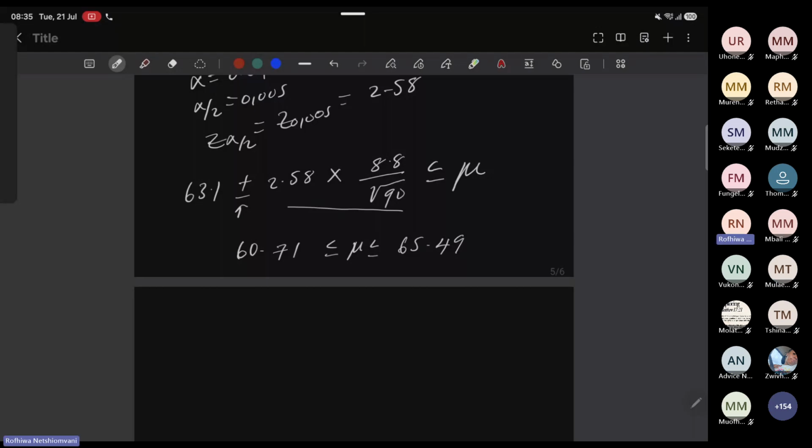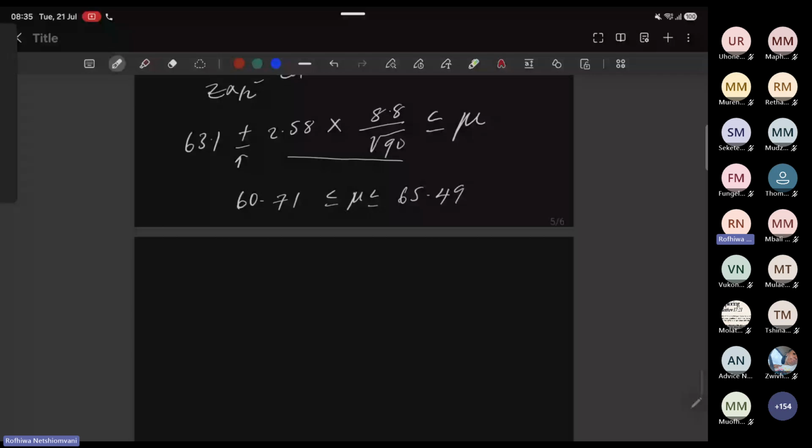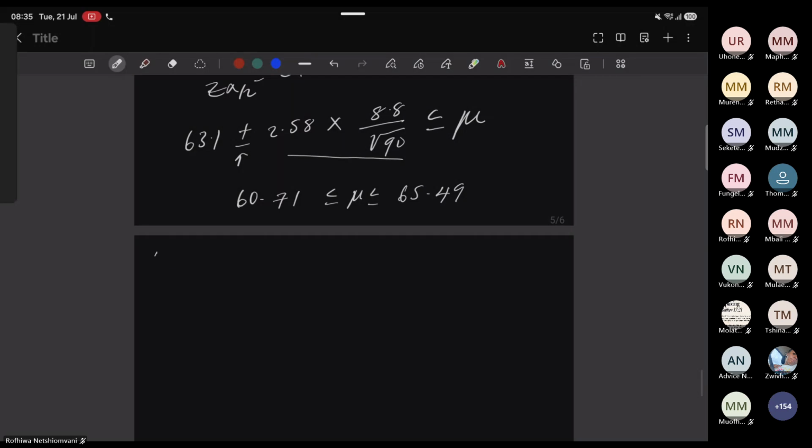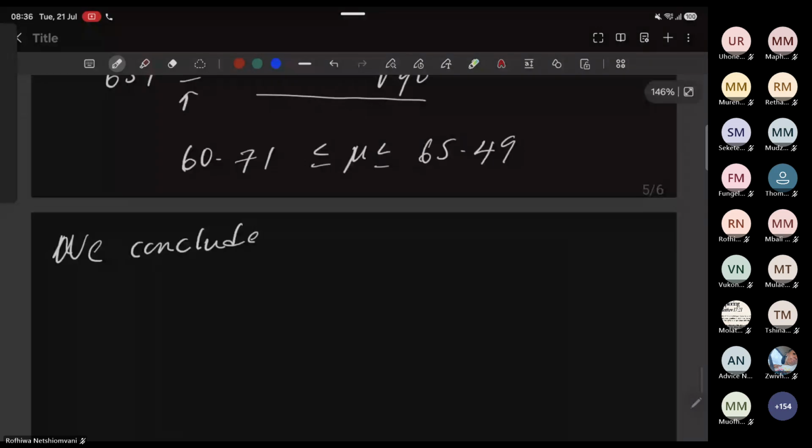This means that our value is between this. So we can make a conclusion and then we can say, we conclude that what is in the conclusion? What is the question?